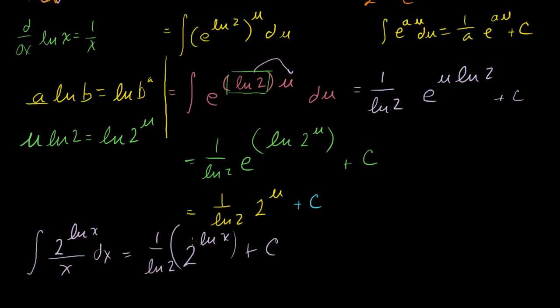The natural log of 2 isn't in the denominator of the exponent; the way I wrote it might look a little ambiguous. And we're done. And that was a pretty neat problem.